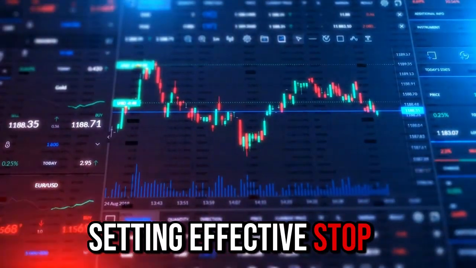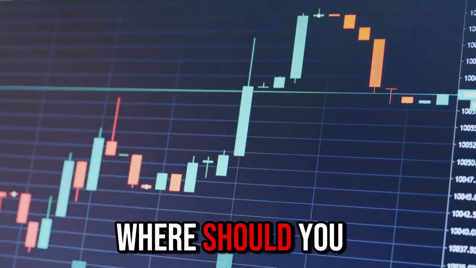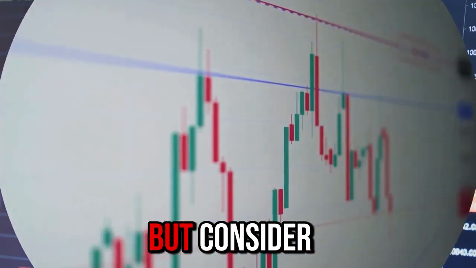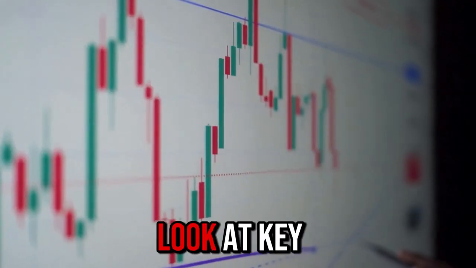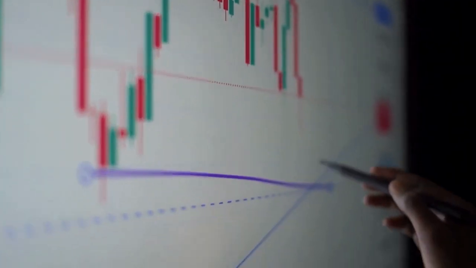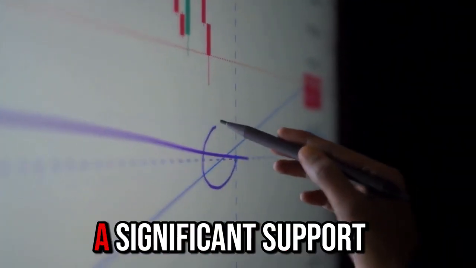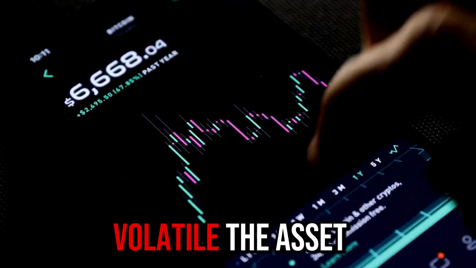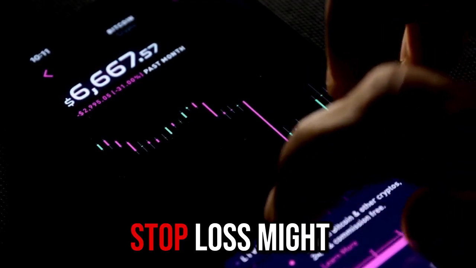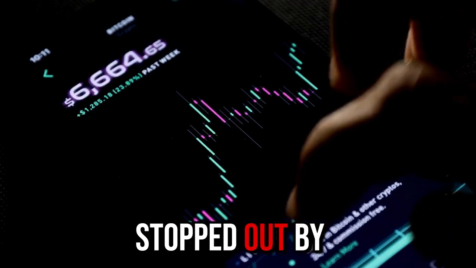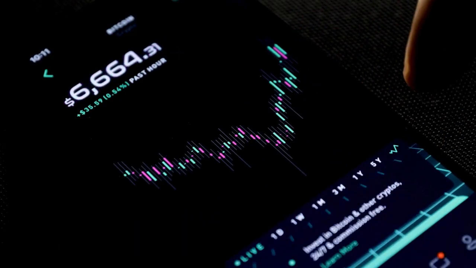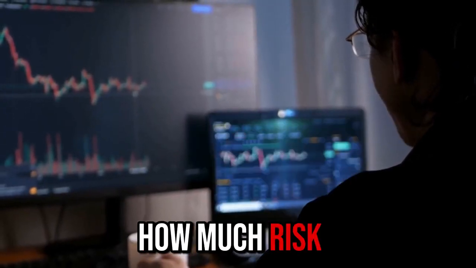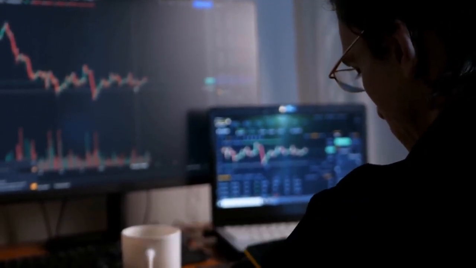Setting effective stop losses. Where should you set your stop loss? There's no one-size-fits-all answer, but consider support levels. Look at key support levels on the chart. You might place your stop loss slightly below a significant support. Volatility. The more volatile the asset, the wider your stop loss might need to be to avoid getting stopped out by normal price fluctuations. Risk tolerance. Ultimately, it depends on how much risk you're comfortable taking on each trade.